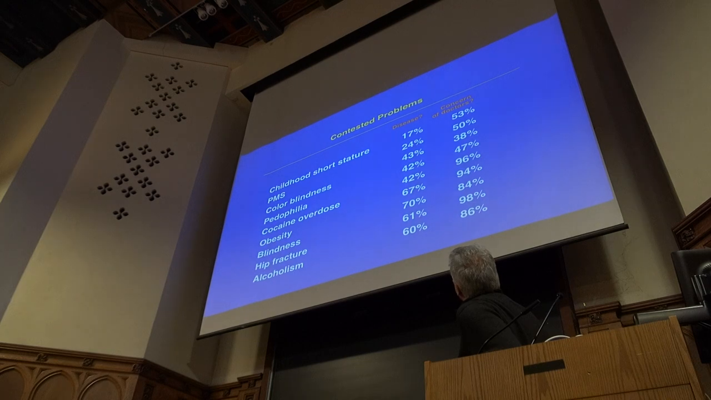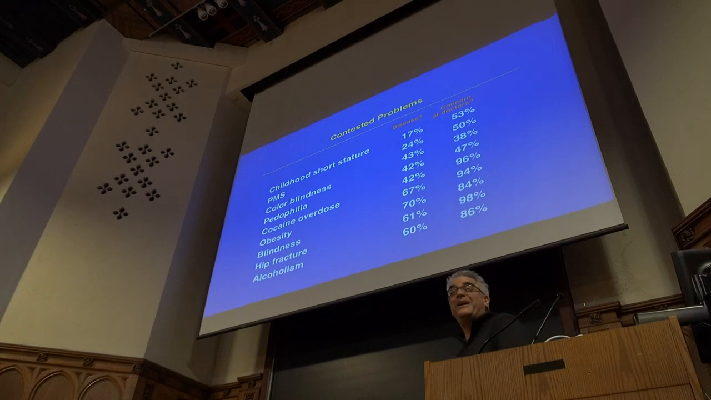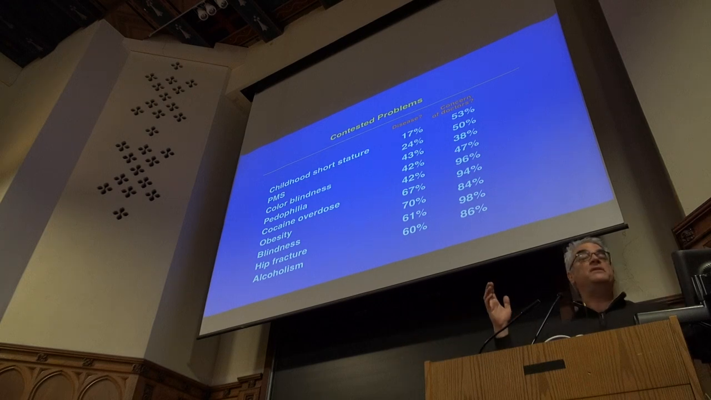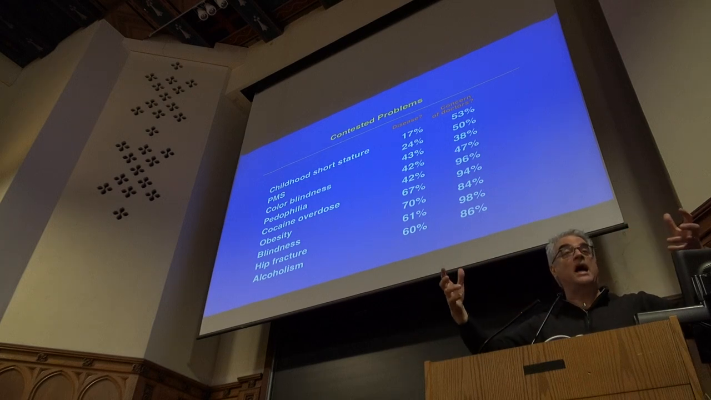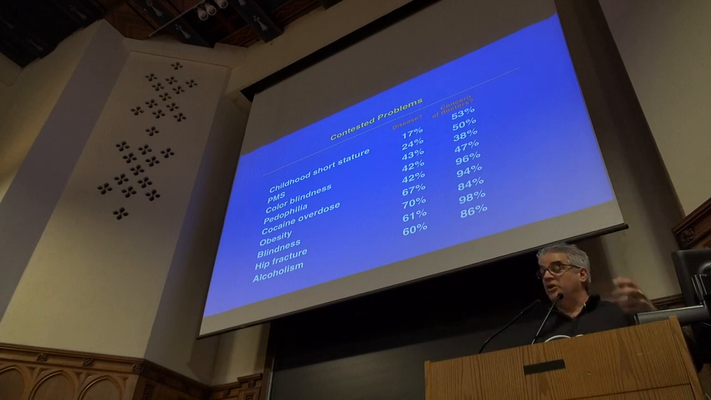Obesity, 67 and 94. Blindness, 70 and 84. Hip fracture, 61%. That's a serious condition, by the way, hip fracture. I don't know what the other 39% are thinking, and 98% think it's a concern of doctors. And then alcoholism at the bottom. But you're sort of all over the map in these things. There's a lot of disagreement among you as to what is and isn't a disease, and what is and isn't a legitimate concern of doctors. And I hope in section we'll discuss and actually argue about some of these things.